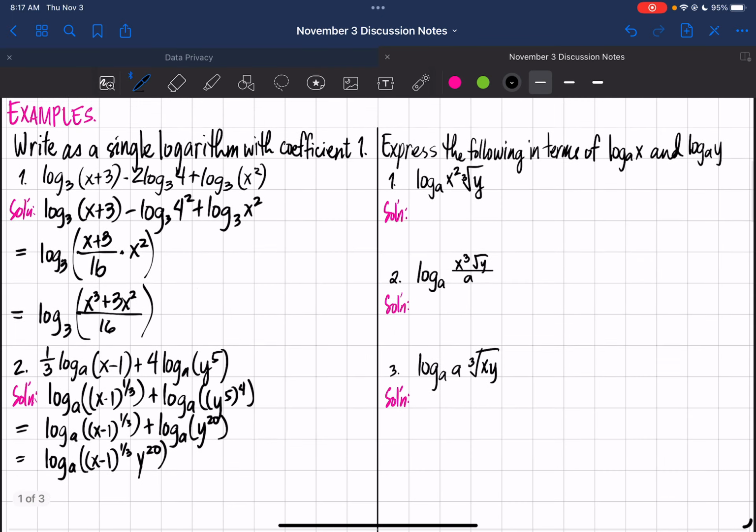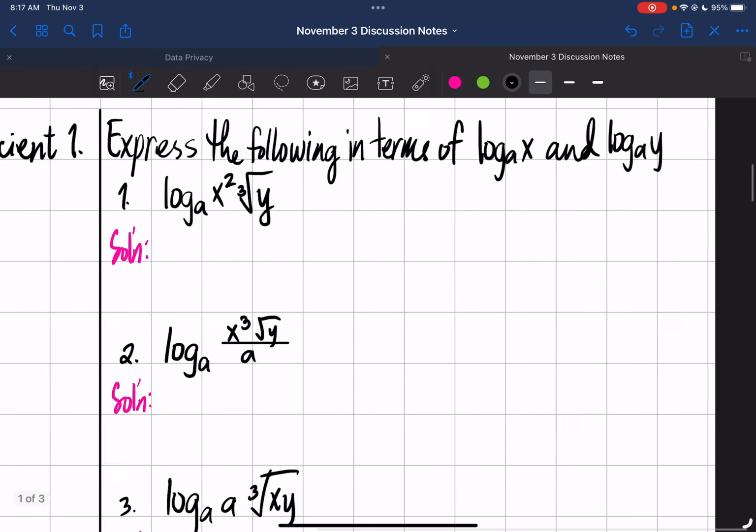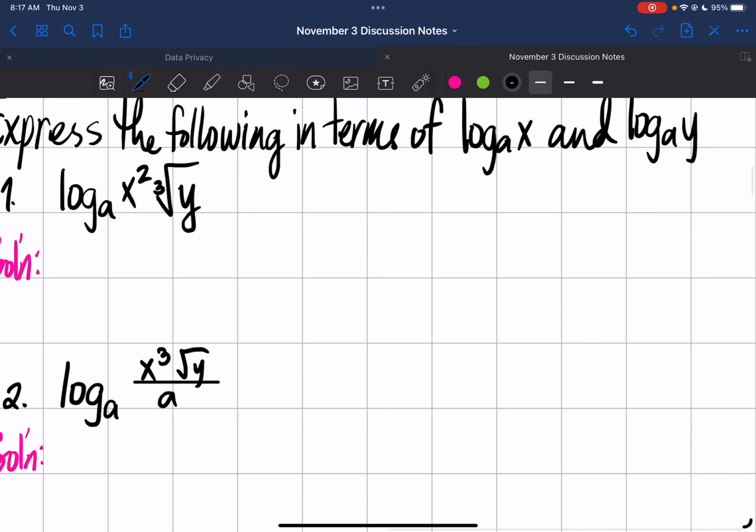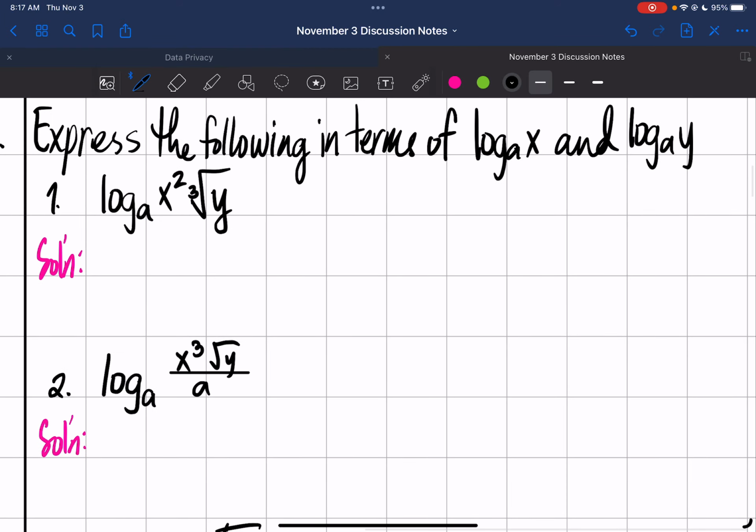Let's proceed to the next problems. Here, class, our goal is to express the given expressions in terms of log of x base a and log of y base a. So basically, our goal is to decompose what's inside so that it becomes just a sum and difference of quantities in terms of these two.